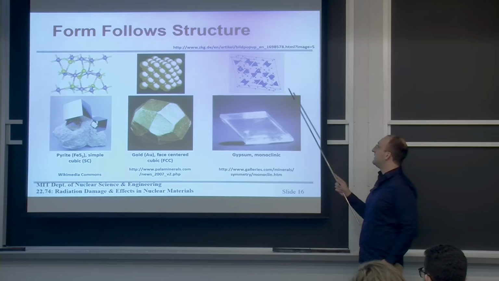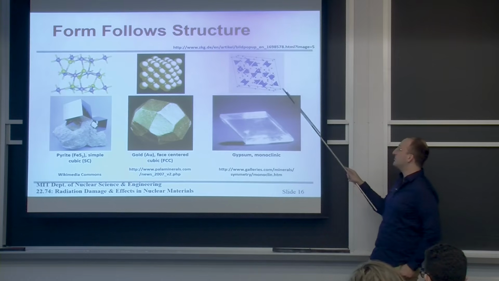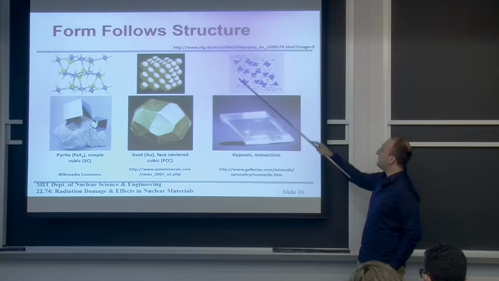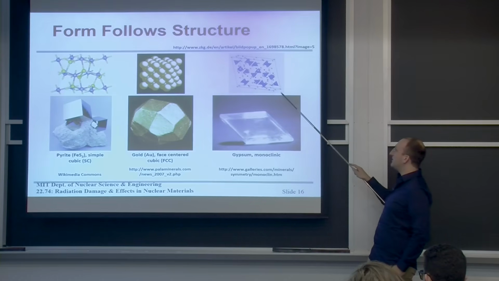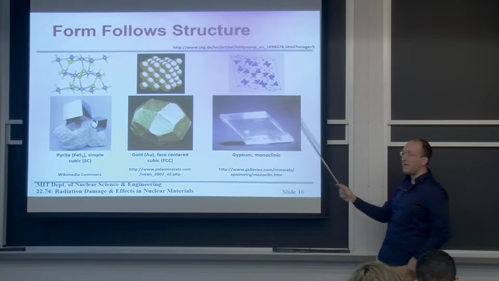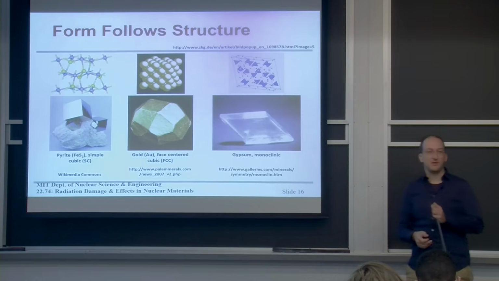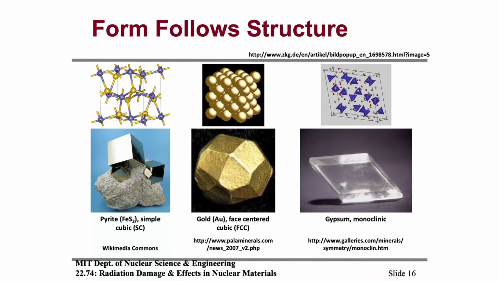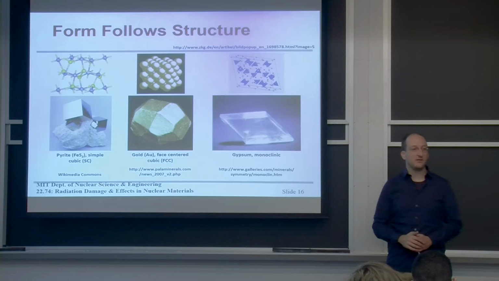Another one, gypsum, it's got a very different type of structure called monoclinic, where none of the sides of this parallelogram are the same and there's some funny angles. But if you look at the arrangement of the atoms and the actual crystals of gypsum that grow, you see a striking similarity, which I find pretty neat.